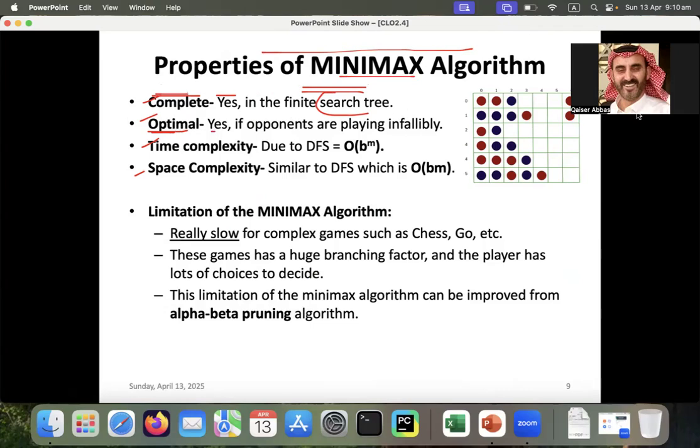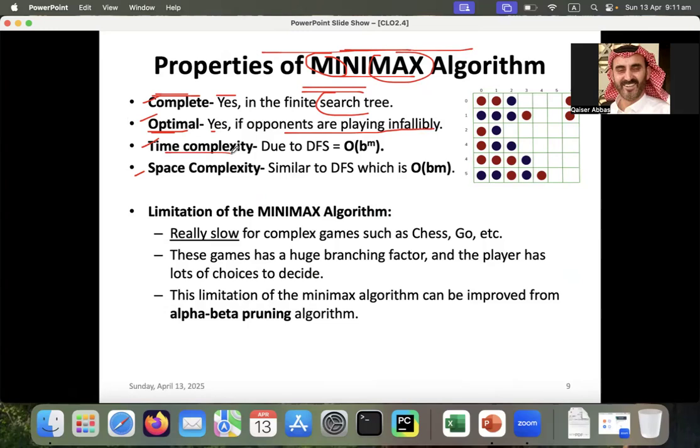Why optimal? Because in this minimax algorithm, min is trying to minimize, max is trying to maximize. And if these two players play infallibly, which means without any error, then it is optimal. It will give you an optimal result.